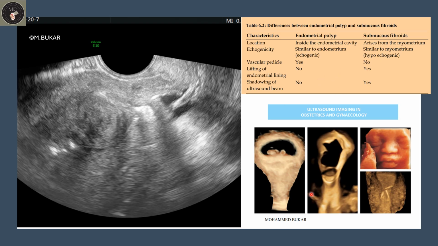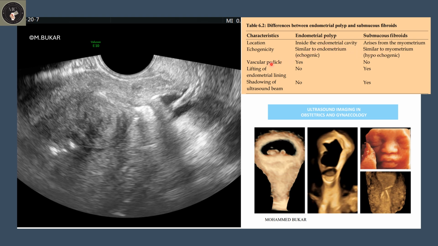Now, this table is from my book, showing us the differences between endometrial polyp and submucous fibroids. And we shall see this in this video, although the gain here is actually high. The location: endometrial polyp is inside the endometrial cavity, while submucous fibroid arises from the myometrium. In terms of echogenicity, endometrial polyp is similar in echogenicity to the endometrium, so it's echogenic, while the echogenicity of fibroid is similar to the myometrium, which is hypoechogenic.